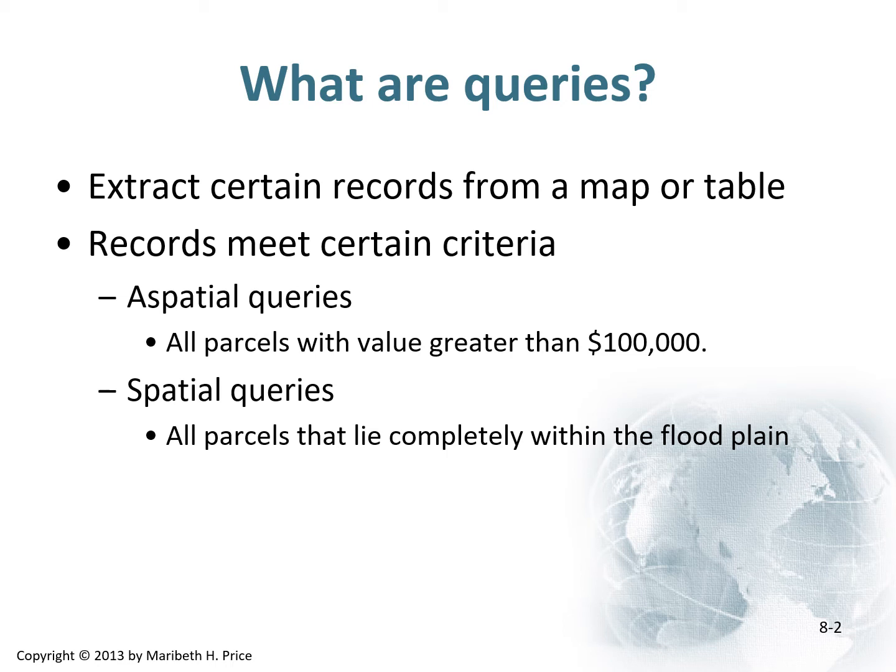Aspatial queries have to do with the properties associated with an item in a database, like a count or a value or a category or some bit of information that deals with an individual parcel. And so you set a criteria, and then it goes through the database and finds all the individual things in the database that meet the criteria you establish based on properties.